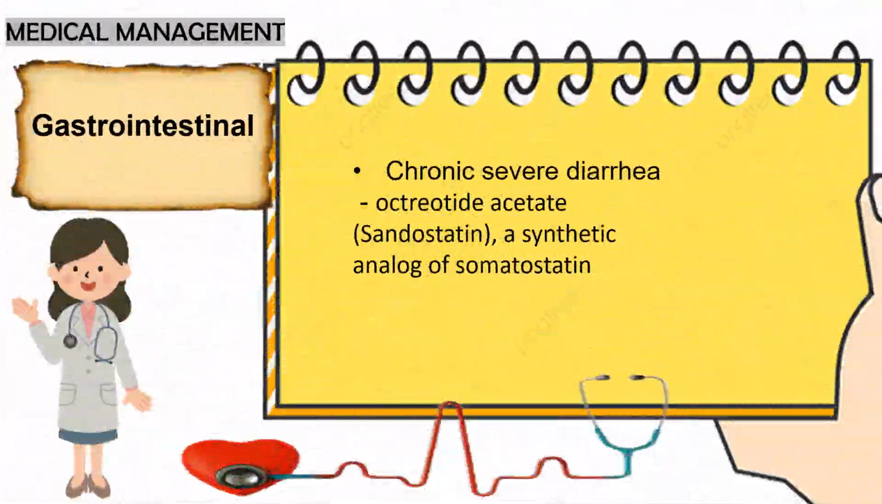So the therapy for chronic severe diarrhea includes octreotide acetate or Sandostatin, which is a synthetic analog of somatostatin. So, somatostatin inhibits many physiologic functions, including gastrointestinal motility and intestinal secretions of water and electrolytes.